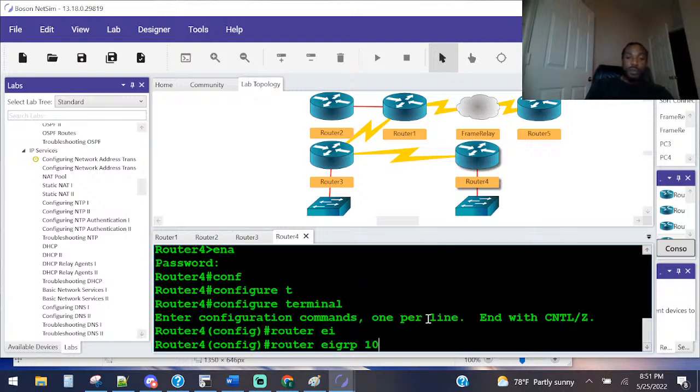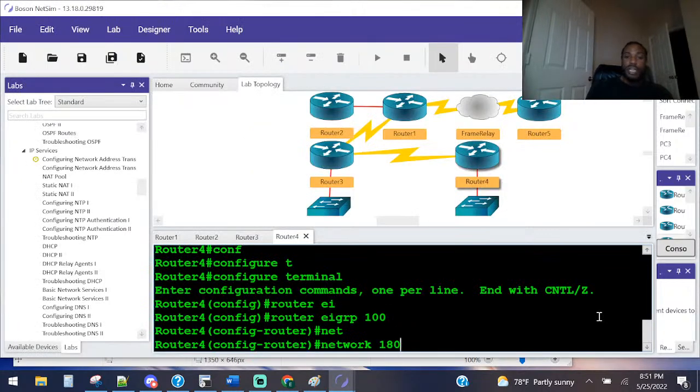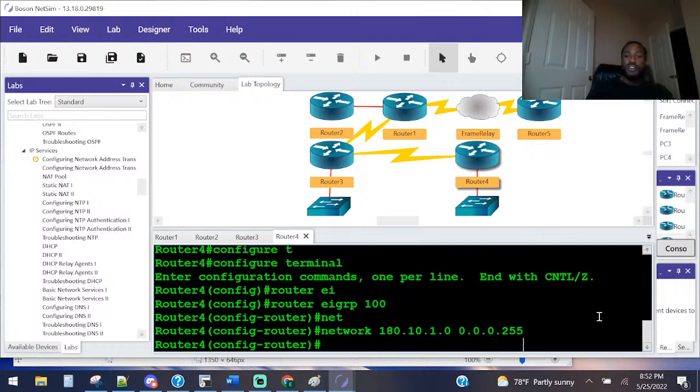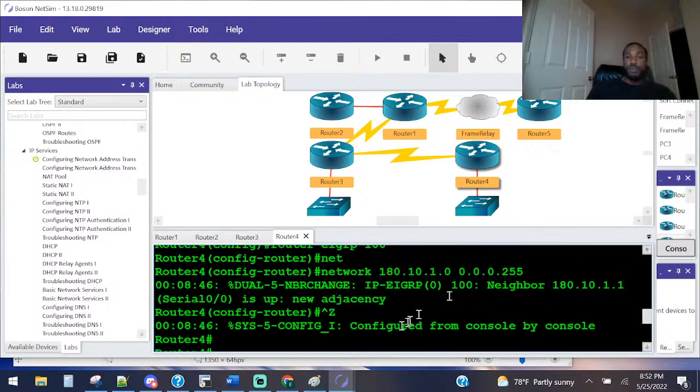So we go to router 4 and put that network statement. Router EIGRP 100. Put another network address for this guy so that way these two become neighbors, right? What is that? The 180.10.1.0 network, with wildcard mask 0.0.0.255. Let's see. We should have become neighbors with that network statement, shouldn't we? Yeah, there it is right there. We just got an adjacency. So that's a good sign.